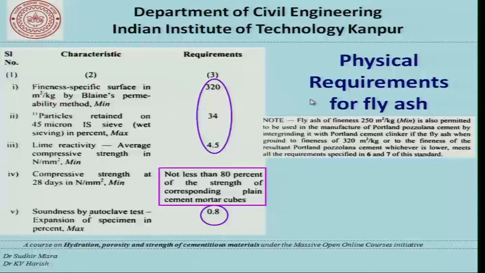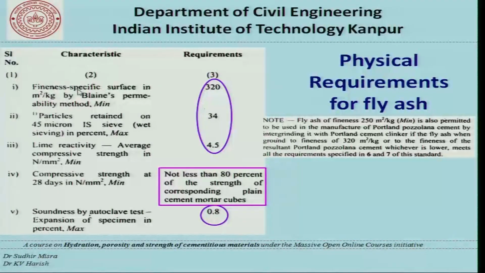Now coming on to the physical requirements of fly ash, which are also provided by Indian standards. Some of the physical characteristics are provided here, and the minimum or maximum requirements are provided as some values or some explanations in this column.